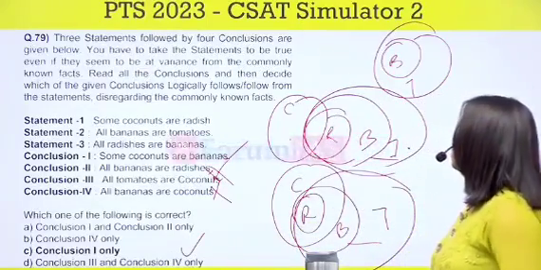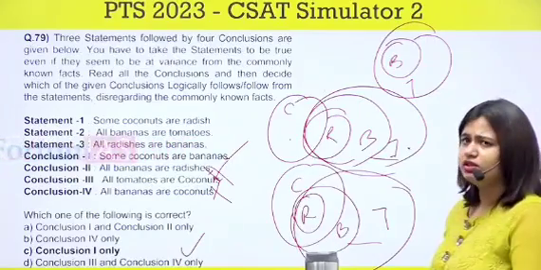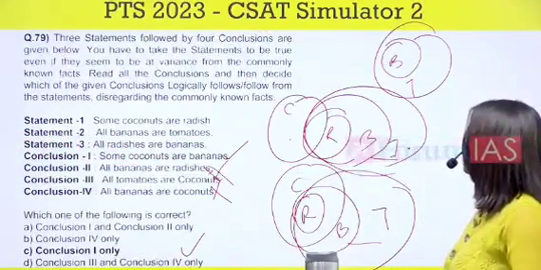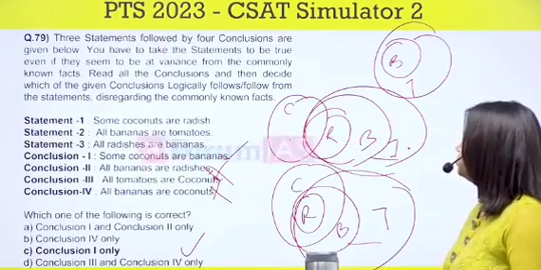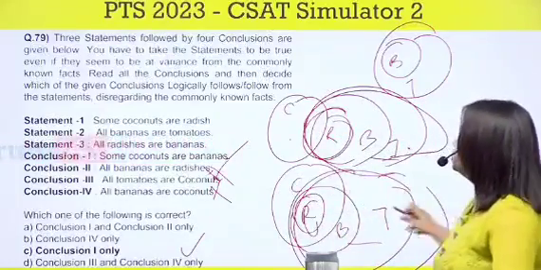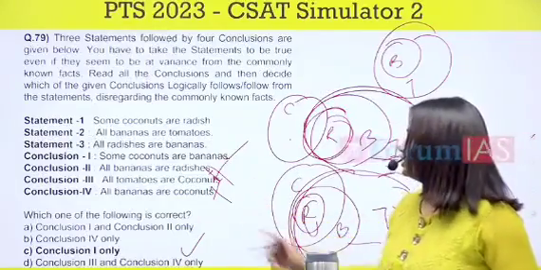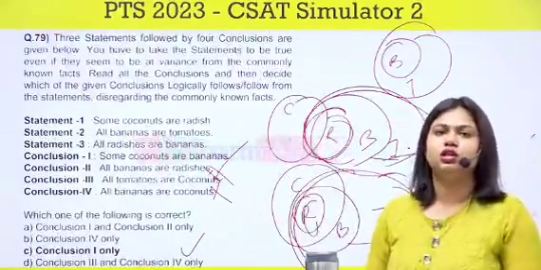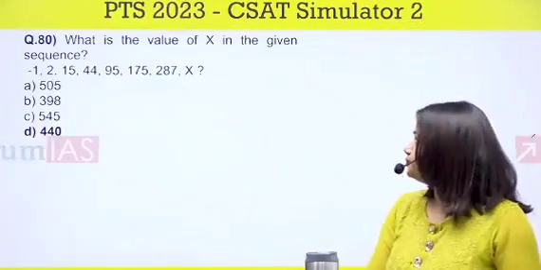Please remember that it is not necessary that conclusions with "all" never follow. See, can we say that all radish is tomato? That can happen, right? Because all radish can be tomato. So that is allowed from my diagram, which means the correct answer here is only option C, but that does not mean that there is no question in which there are "all" conclusions. All right, that is question 79.